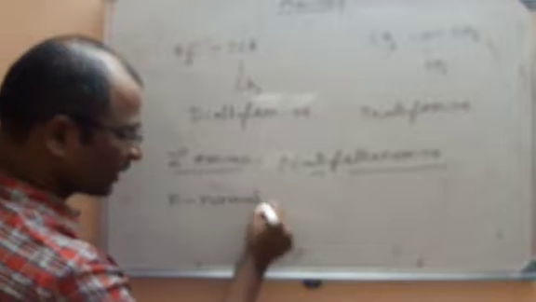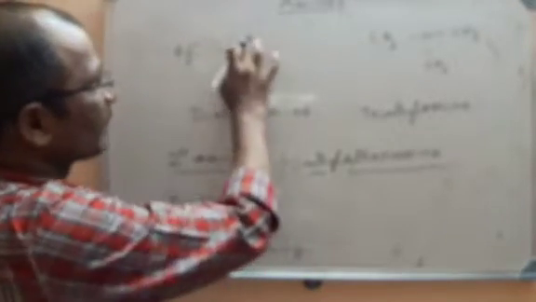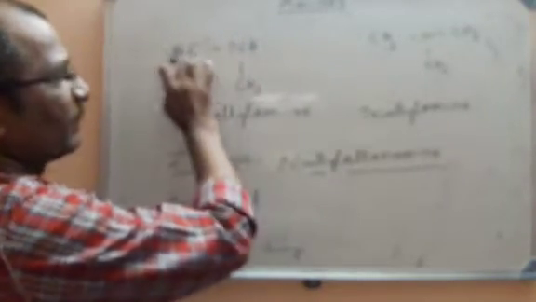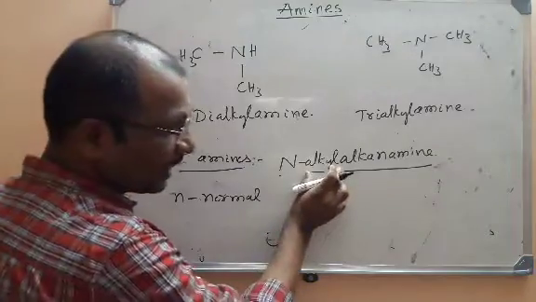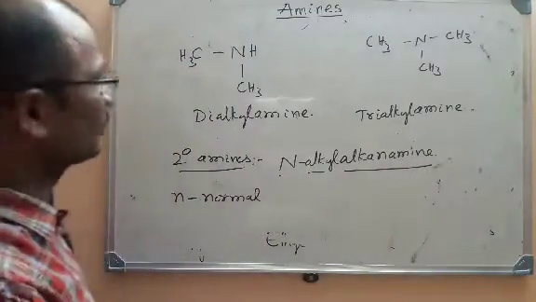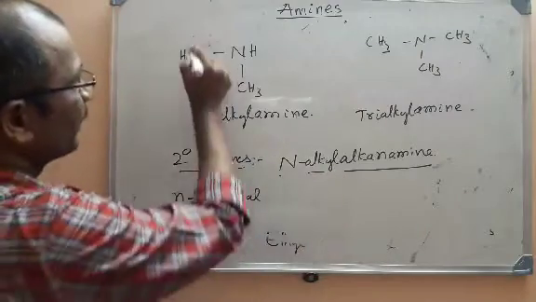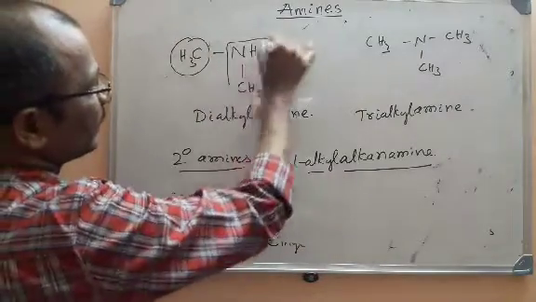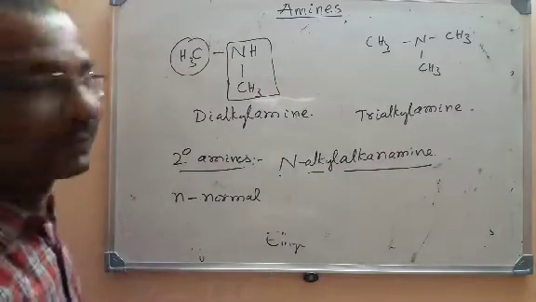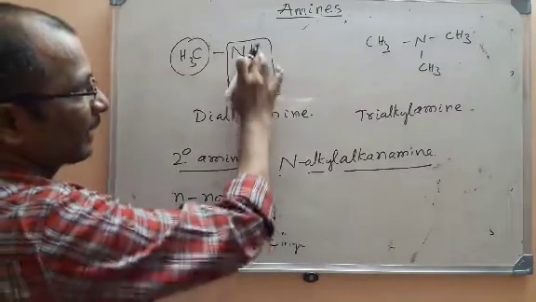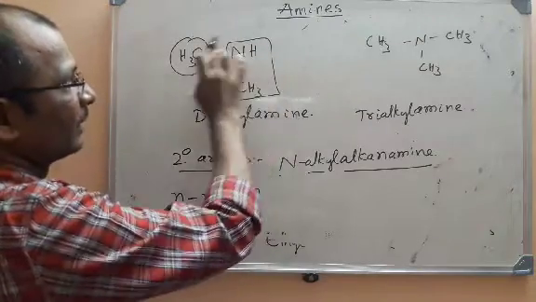N means it is not normal. Usually small n we use for normal. N-propane means normal propane. But this N represents nitrogen. What does it mean? It means that there is a substitution on the nitrogen atom. This methyl group is the substituent. The first part is the alkyl group and the second part is the alkanamine. Here the alkyl group is the methyl group and the second part is alkanamine. Alkanamine means methanamine. Here it is methanamine. This is alkyl.